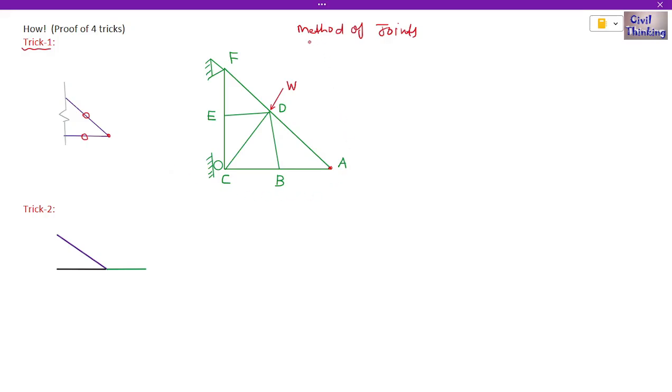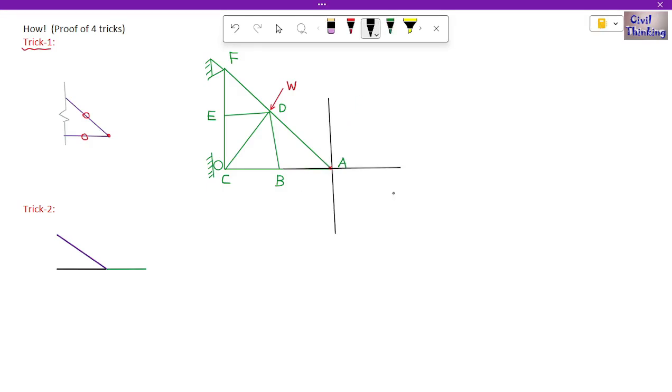Now let's apply the method of joints. Let me draw it here. Let us say this is the x-axis, and this is the y-axis. Now this is joint A.